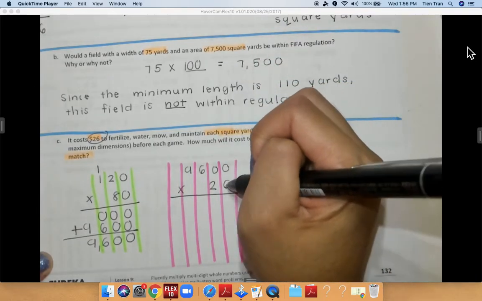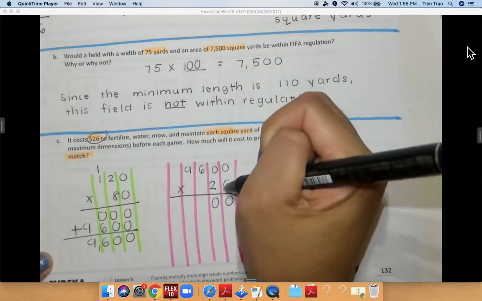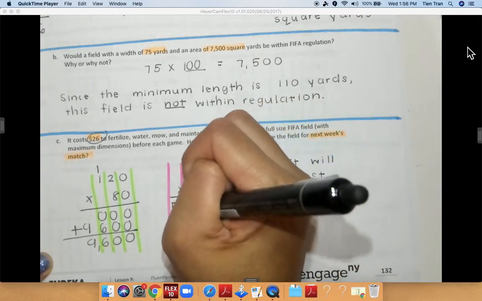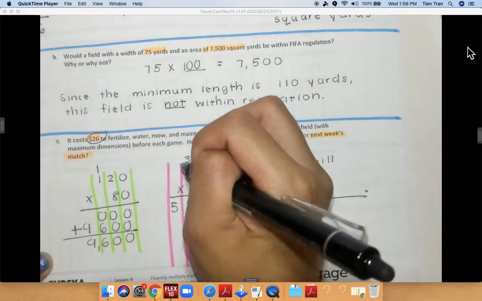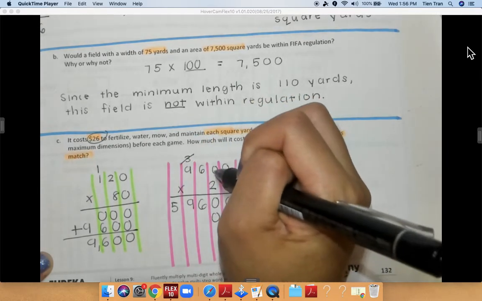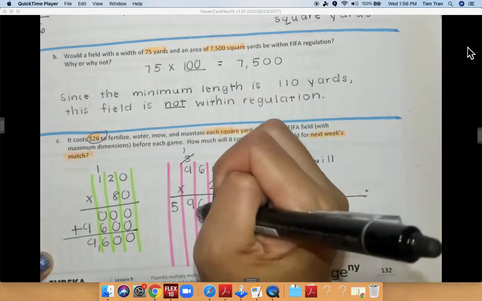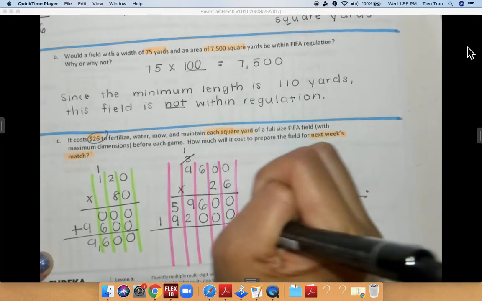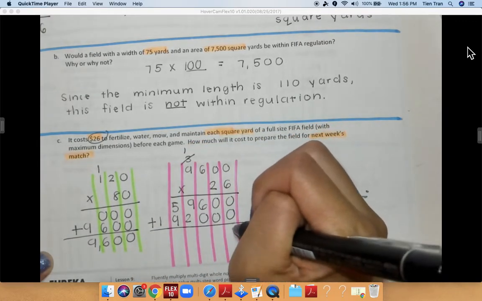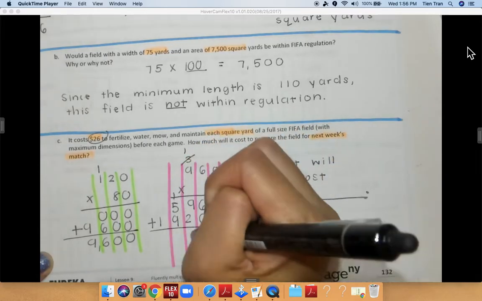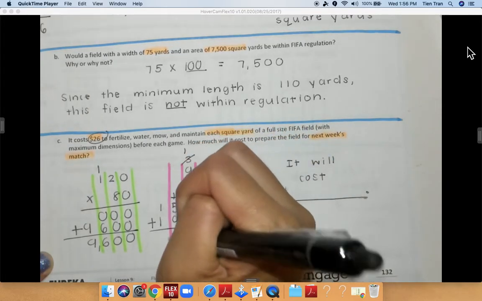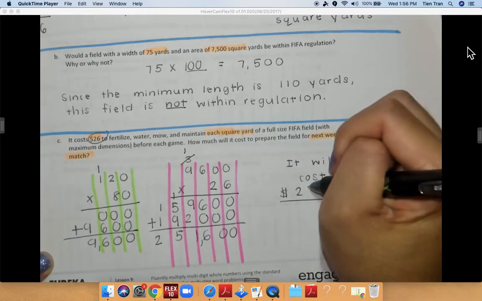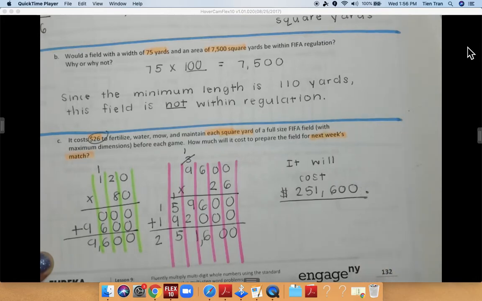On this side, 6 times 0 is 0, 6 times 0 is 0, 6 times 6 is 36, 6 times 9 is 54, plus 3 is 59. Add a 0. 2 times 0 is 0, 2 times 0 is 0, 2 times 6 is 12, 2 times 9 is 18, plus 1 is 19. I'm going to add everything together. So I get 0, 0, 6, 11, 15, and 2. So my final answer is going to be 251,600 for the final cost.